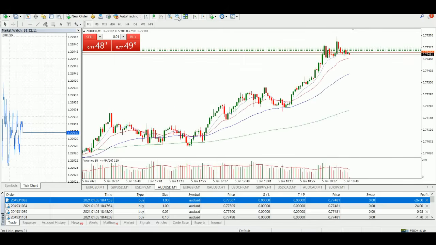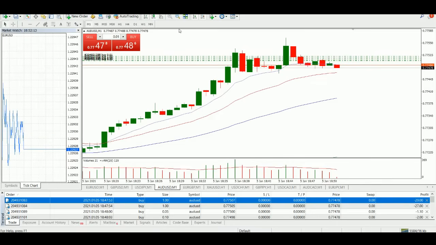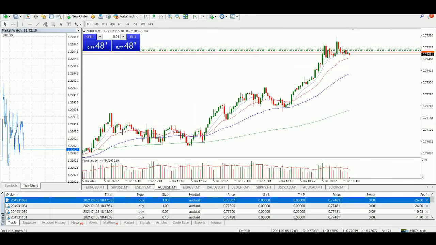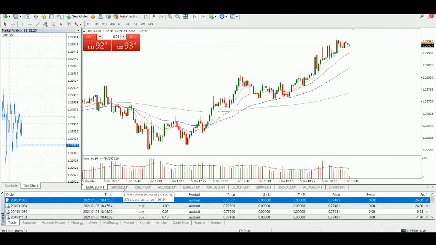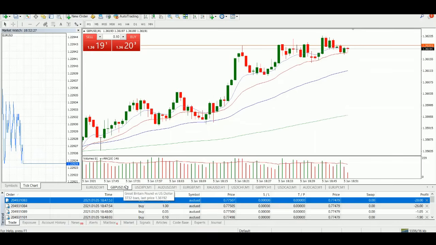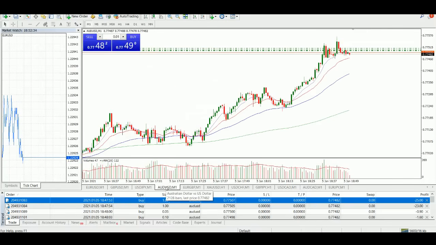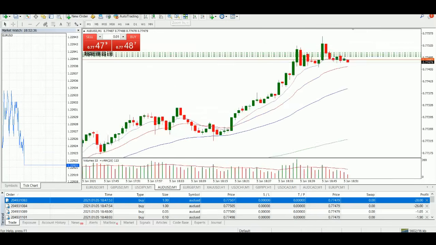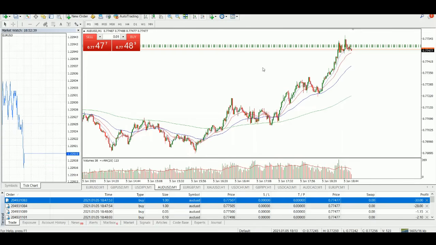It's all about practicing. Here we are, still in the first support area. Price is unable to break it. Euro dollar is doing well, unable to break EMA 9. GBP dollar is still in the first support area. It will be bouncing from there. And our candidate AUD dollar, we are still waiting for its bounce.